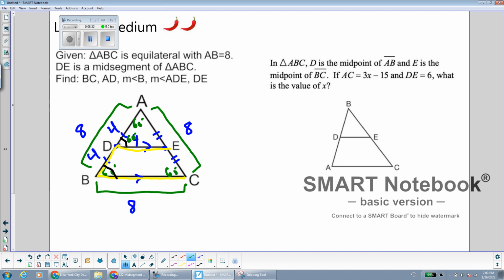And finally, the length of DE, which we already found to be 4 because the midsegment is half the length of the third side of the triangle.